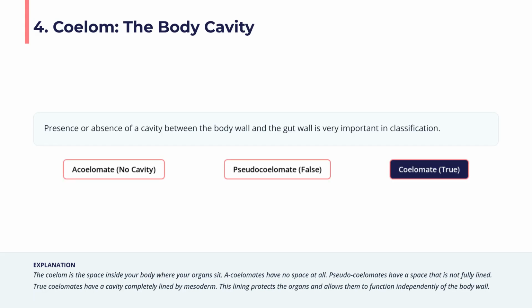The coelom is the body cavity where organs sit. Acoelomates have no space. Pseudocoelomates have a false, unlined space. True coelomates have a cavity completely lined by mesoderm, which protects organs and allows independent function.